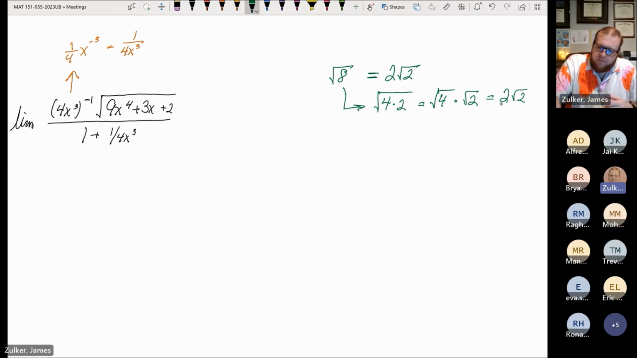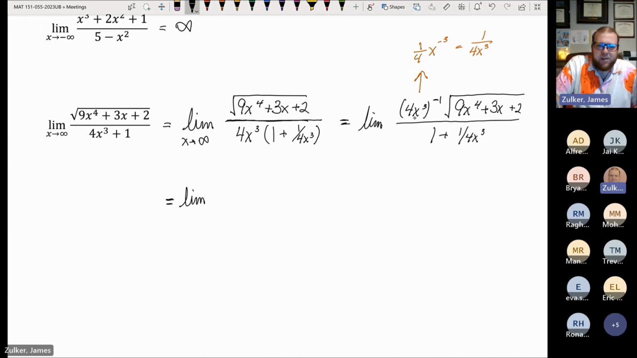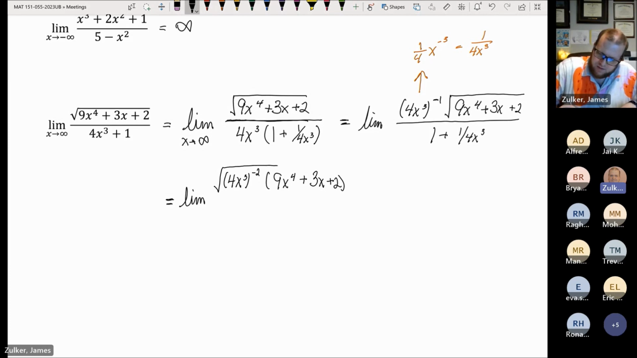So if I want to move this 2 inside the square root, notice that we squared it first. So that's what we have to do here. We have to square this term first. Then we can put it inside the square root. So we can now write this square root of 4x cubed to the minus 2, and then times that 9x to the 4th plus 3x plus 2.